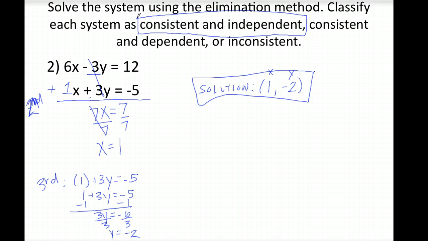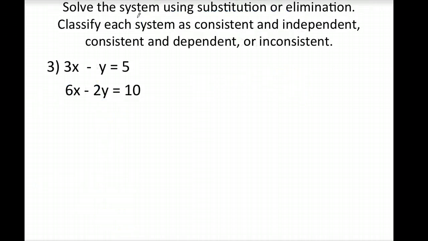All right, let's take a look at a next example. Solving the system using substitution or elimination. Now, on a test or a quiz, I'm going to let you choose which way you solve it algebraically. You'll just see the directions. The directions will say solve the system algebraically. So you'll be able to choose whether you do substitution or elimination. And then we're going to classify the system as consistent and independent or consistent and dependent.